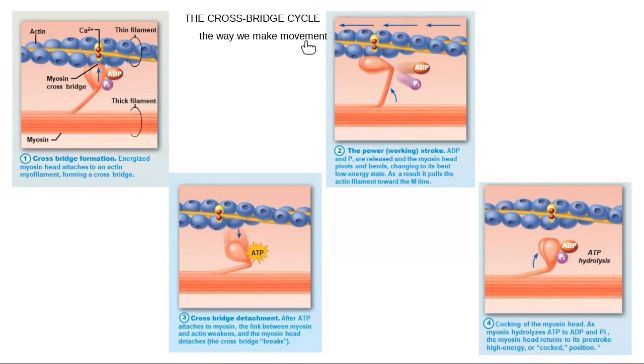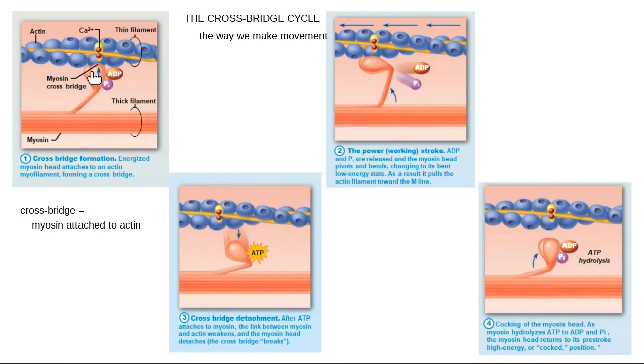For me to make movement, the first thing I have to do is a step called cross-bridge formation. It sounds all technical and fancy, but literally all that happens in this stage is I form a cross-bridge. Now, we haven't defined what a cross-bridge is. So let me type what a cross-bridge is. All it is is where myosin attaches to actin. So myosin attached to actin.